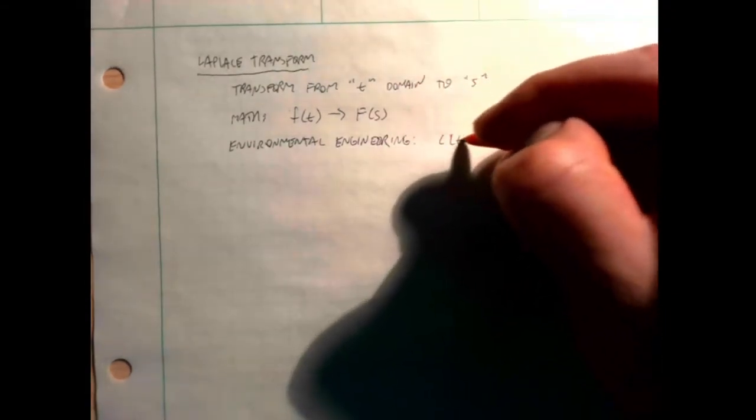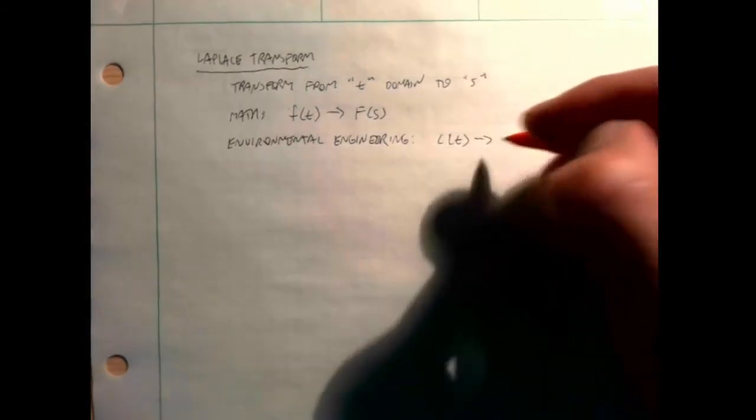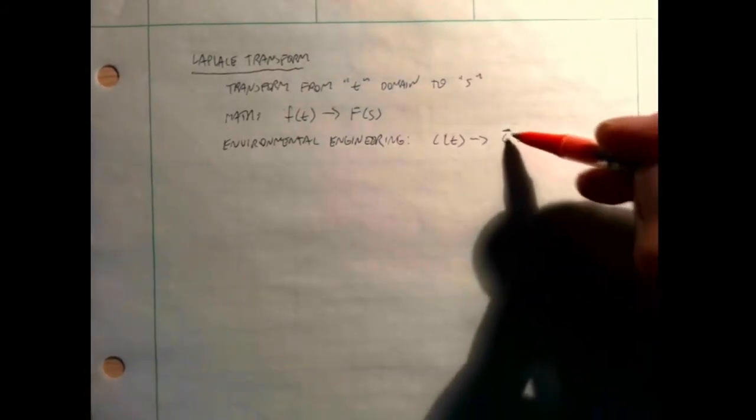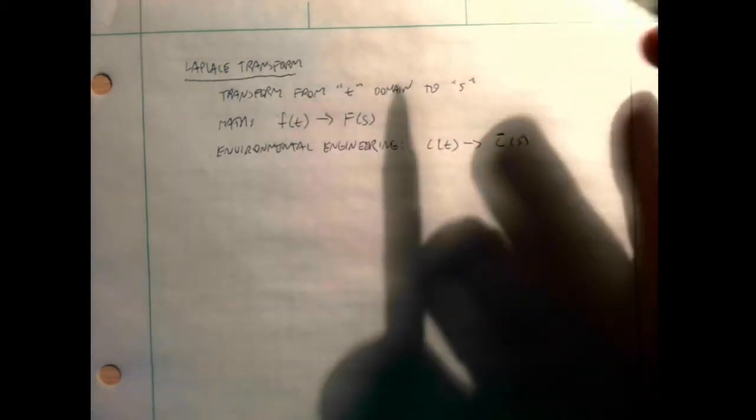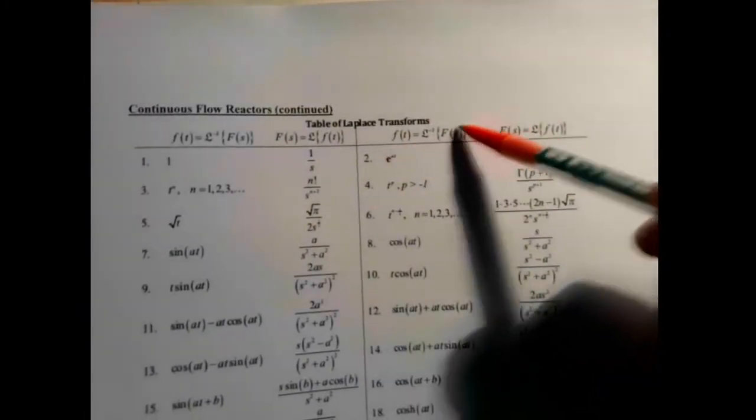To solve these in environmental engineering, or it could be chemical engineering, but I'm an environmental engineer, I'm often looking for the concentration at different times, and instead of concentration with respect to time, I'm going to put C bar of s. So here C bar is in the s domain, like the big F, and C is the little f. If you're going to do this technique, you have to be able to use tables that look like this, and you have to understand how the t and the s and all these other letters turn into the things you're going to see in the environmental engineering application.